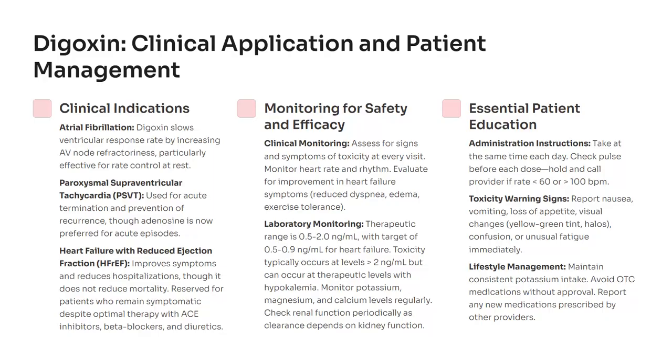Lab monitoring: the therapeutic range is 0.5 to 2, with a target of 0.5 to 0.9 for heart failure. Toxicity usually occurs at levels greater than 2, but it can occur at therapeutic levels with hypokalemia. So you're monitoring the potassium, magnesium, and calcium levels regularly, right? Also, you're checking their renal function periodically because clearance depends on their kidney function. So think about the labs you are going to check for.